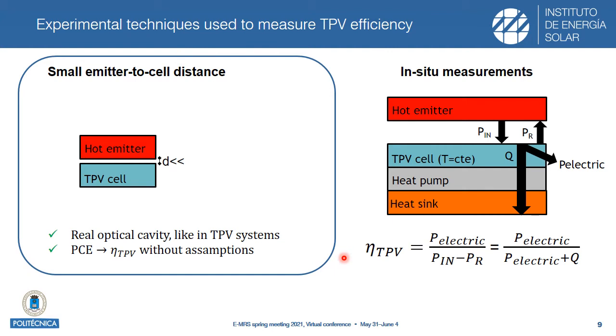In this setup, the TPV efficiency will be obtained from two in situ measurements. On one hand, the measurement of the electrical power generated by the cell, and on the other hand, the measurement of the heat flux that is established to keep the temperature of the cell at a constant value. When this is the case and the temperature of the cell is constant, there is an energy balance, so all the power absorbed by the cell is transformed into electricity or into heat. This energy balance is what makes it possible to obtain the TPV efficiency using in situ measurements.